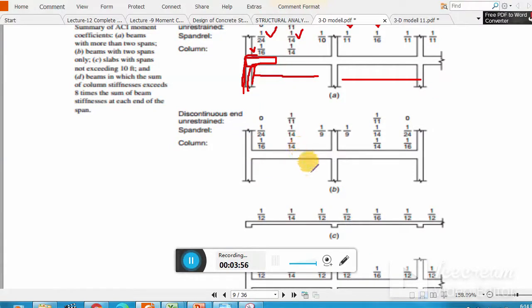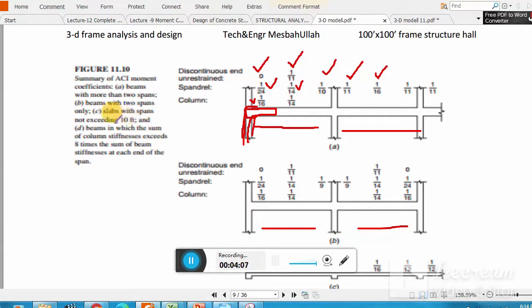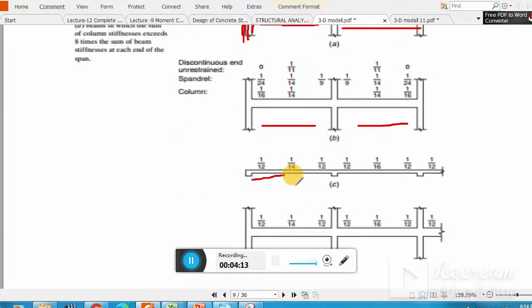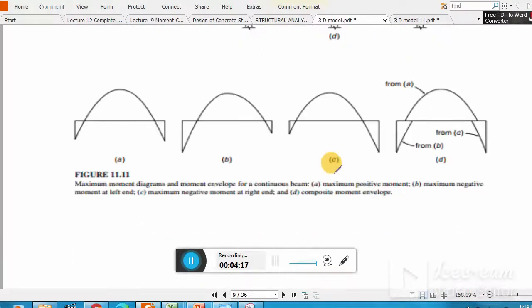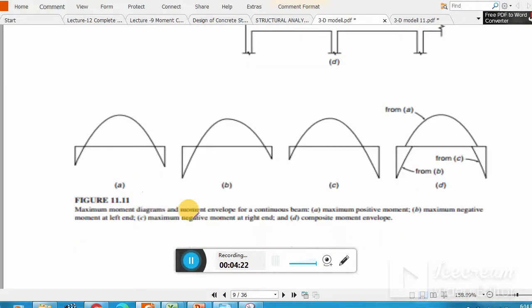And the same condition, but here you have two spans. Discontinuous edge, unrestrained, spandrel, and column. And these are for slabs, and here they have slabs with spans not exceeding 10 feet. But remember, you can also use these coefficients for more than 10 feet span. And here you see this is negative moment. Maximum moment diagrams and moment envelopes, maximum positive moment, remember.